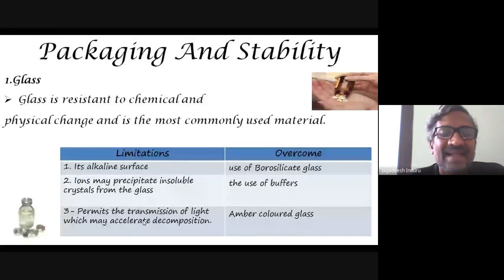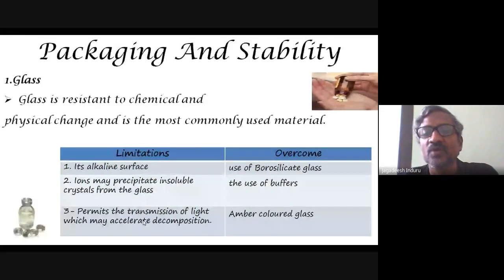Glass permits the transmission of light, which may accelerate decomposition, because a transparent glass container allows light to enter into the product. So we need to use amber colored glass that will prevent the entry of UV light into the product, and we can safeguard the stability.